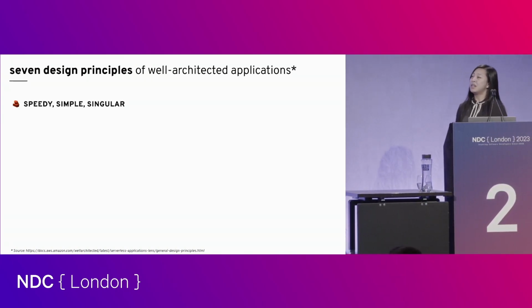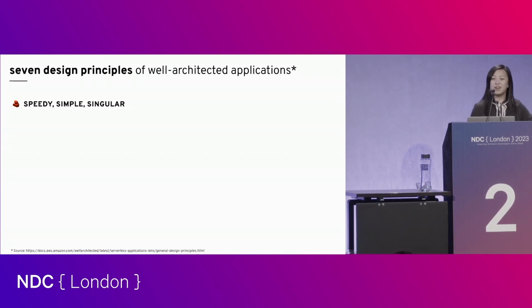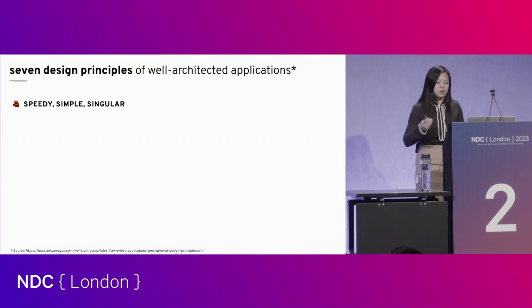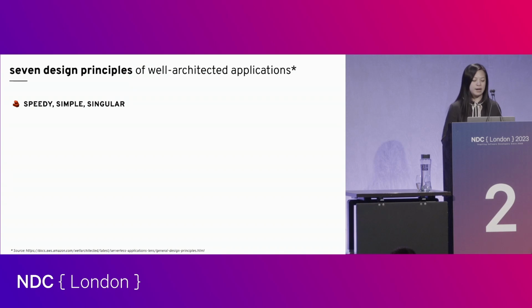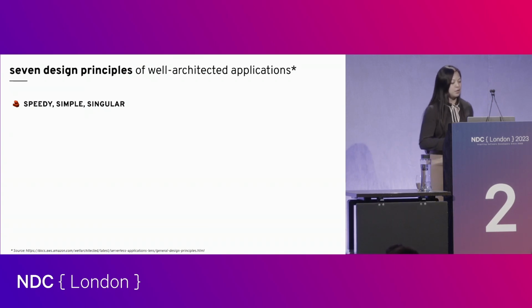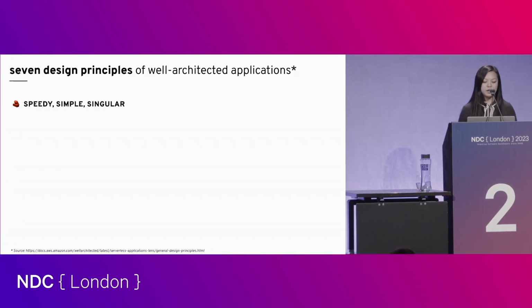First thing is speedy, simple, singular. This follows the single responsibility principle. You want to make things focused. You want to only do one thing at a time. You want to minimize execution time, and you want to do additional processing through a queue instead of waiting.